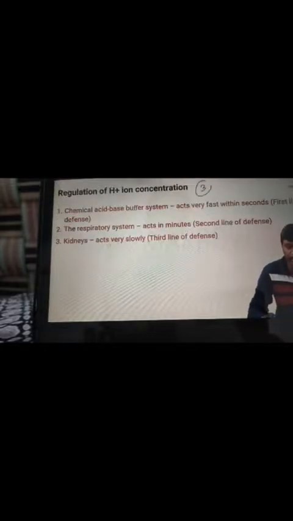We have three important control systems. First is the buffer control system, chemical acid base buffer system. They act very fast, within seconds. They are the first line of control system. Then we have the lung respiratory system. They act in minutes. Buffer in seconds, lung in minutes. They are the second line. Eventually, long term, very slow acting is our kidneys. They are the third line of defense.